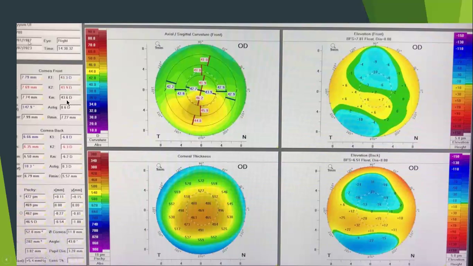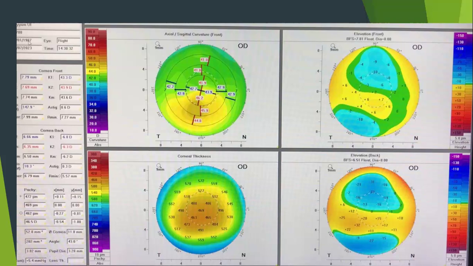In this case, you don't see any problem. You are looking at K maximum, that is 46.2. So far it looks okay to me. The other thing is astigmatism. If it is more than 2.5 diopters, you have to be suspicious that this can be keratoconus.